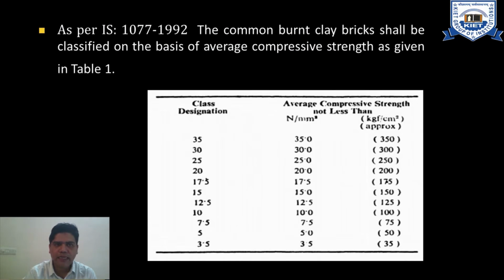As per IS 1077-1992, the common burnt clay bricks shall be classified on the basis of average compressive strength as given in table 1. So as per IS 1077, the bricks are classified into these class designations, and these class designations are computed as per the average compressive strength of the bricks after conducting the compressive strength test on the brick sample. The class designation is then assigned to that brick sample.